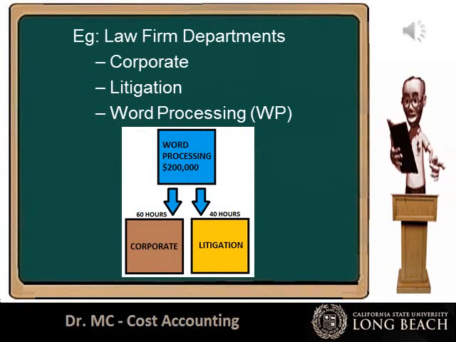Let's do an example. Assume that a law firm has one support department, which is word processing. It costs $200,000 to run word processing. Word processing allocates its cost to the law firm's two production departments, which are corporate and litigation. Assume that the word processing department provides 60 hours of work to the corporate department and 40 hours of work for the litigation department.